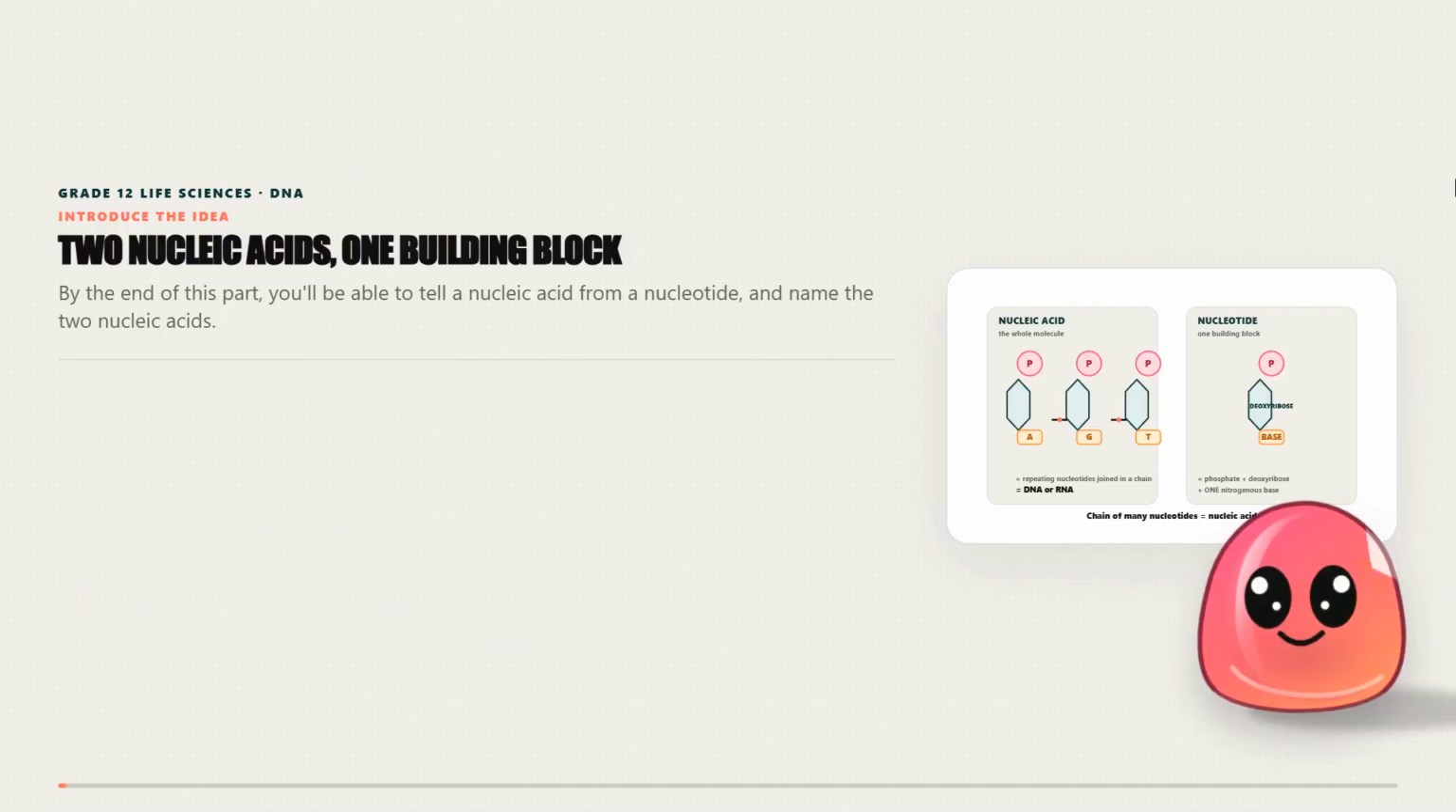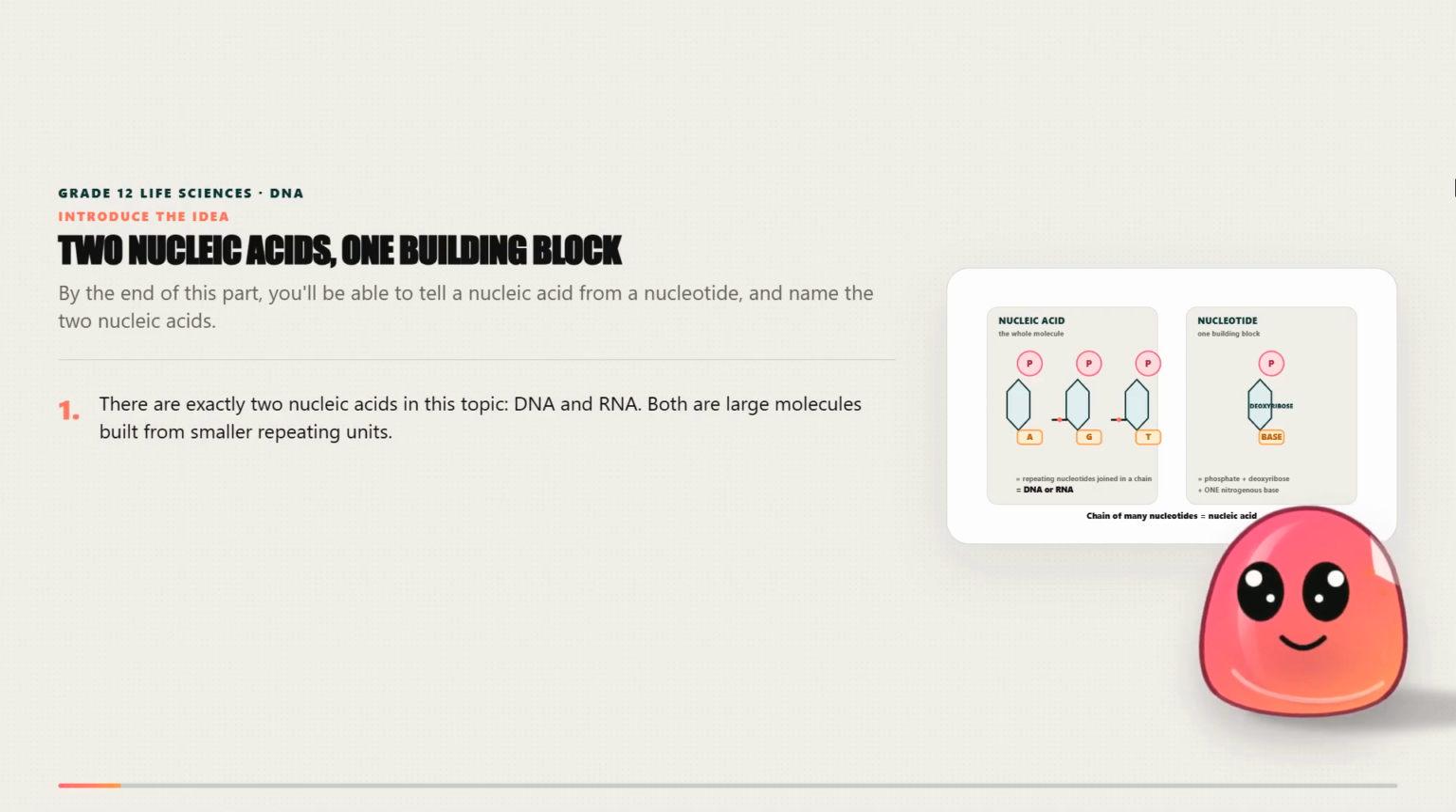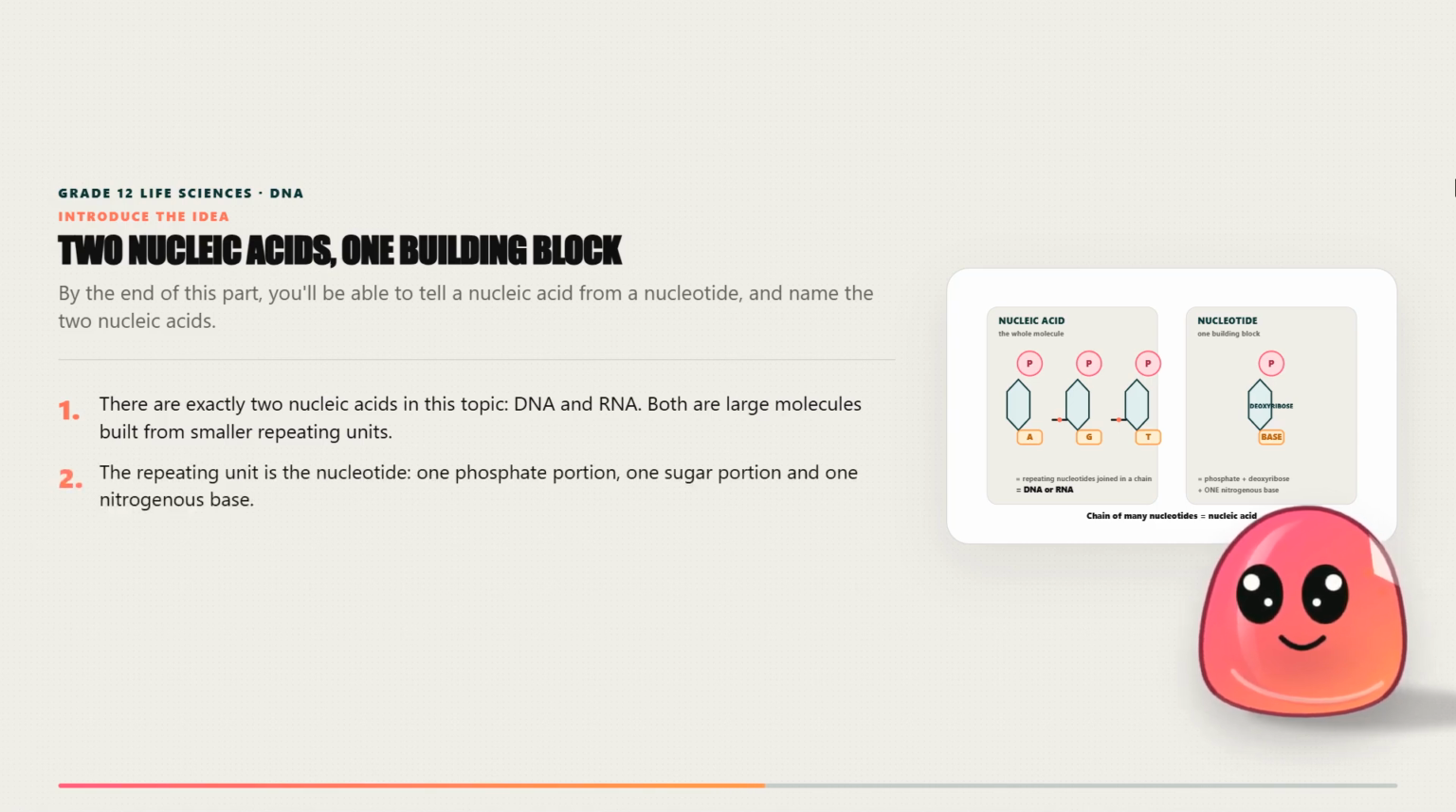By the end of this part, you'll be able to tell a nucleic acid from a nucleotide, and name the two nucleic acids. Here's the key idea. There are exactly two nucleic acids in this topic, DNA and RNA. Both are large molecules, built from smaller repeating units. That repeating unit is the nucleotide: one phosphate portion, one sugar portion, and one nitrogenous base.